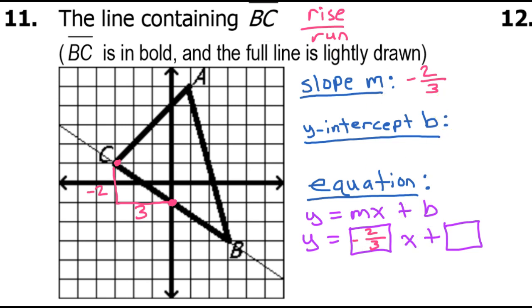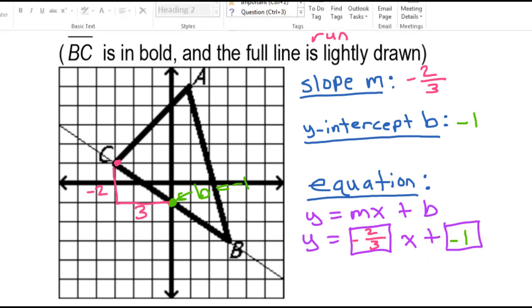Now we need the y-intercept. Well, the y-intercept is the point where the line crosses the y-axis. So it crosses right here. This is the b value, and that value is -1. So the b value is -1. So that means I really can just put -1 in for b. And that's it. This is the equation.